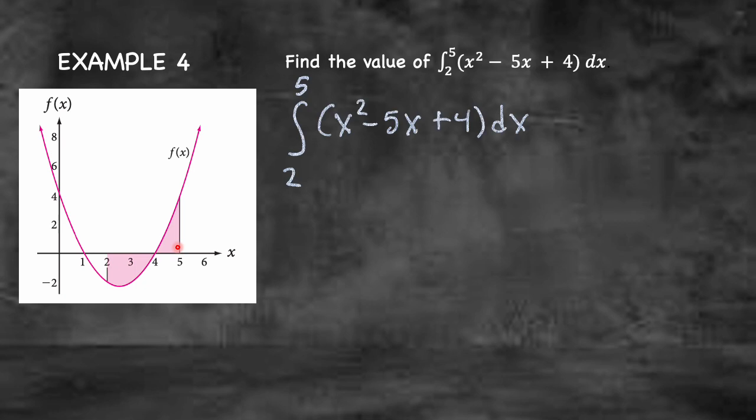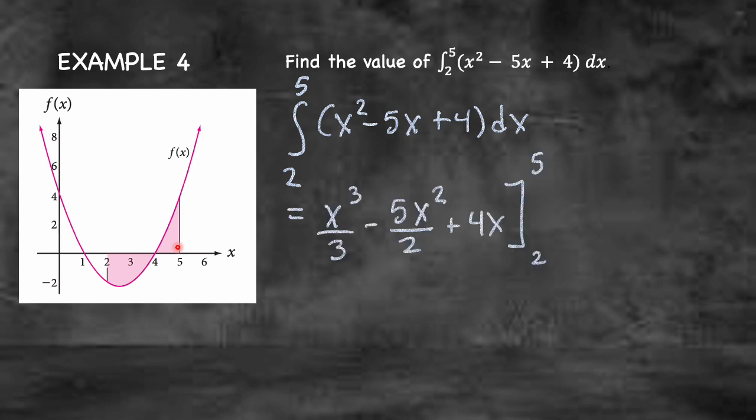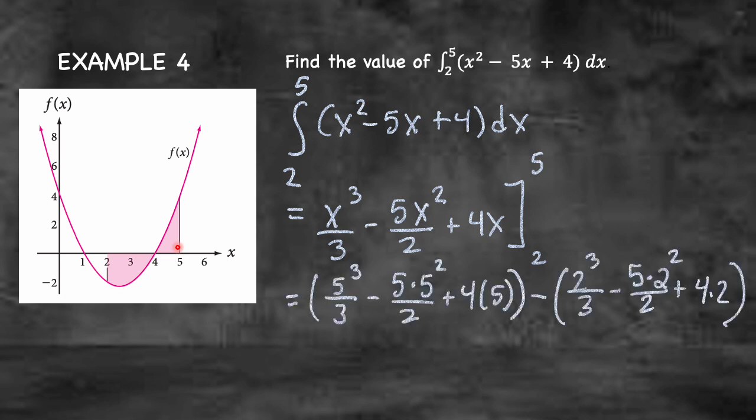So we need to first find the antiderivative and then evaluate it from 2 to 5. When we find the antiderivative, we get x to the third over 3 minus 5x squared over 2 plus 4x. And we still need to evaluate it from 2 to 5. We first need to plug in 5. We always want to plug in this upper limit first.